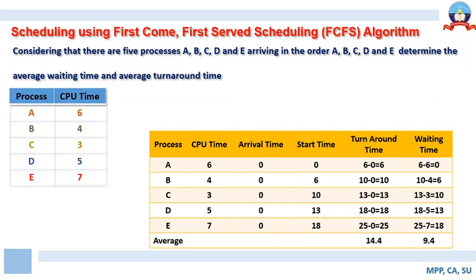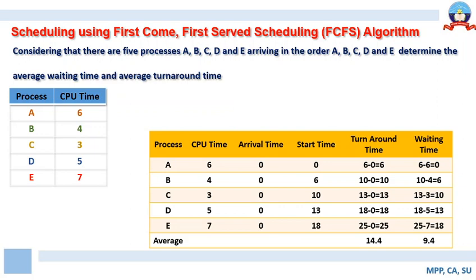Here I have listed the 5 processes A, B, C, D and E. The CPU time associated with A, B, C, D and E are 6, 4, 3, 5 and 7. Arrival time, all are arriving at the 0th instance of time. Start time: since A is the first job that has arrived, it will start at 0. Since there is no other process being executed by the processor, it will complete its execution by 6. So just see, it will exit the system by 6.